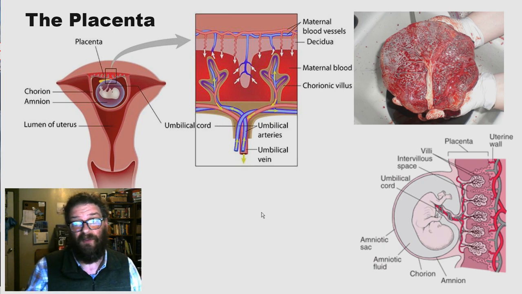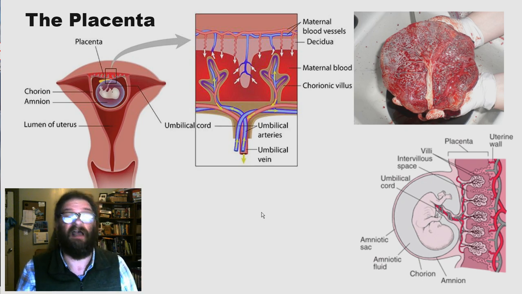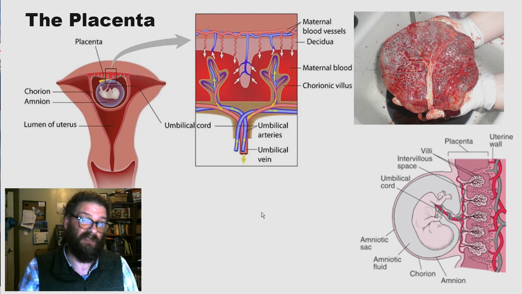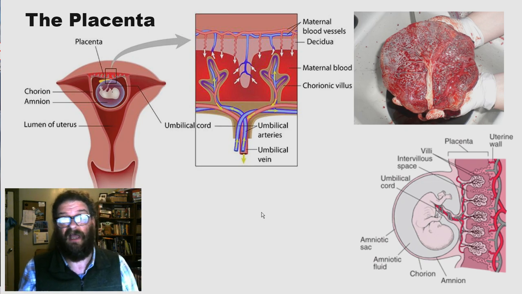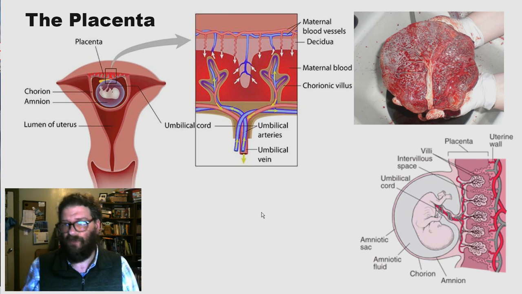After parturition, so that's when the baby is born, all of the extra-embryonic membranes and the placenta need to exit the mom as well. It's most often referred to as afterbirth.